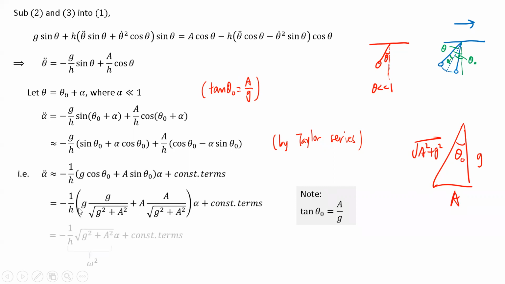And then finally, I have this alpha double dot equals this coefficient times alpha plus a constant term. You know that the constant term does not affect the oscillation frequency, so all that matters is the coefficient in front of the alpha. So you can see that this thing here is omega squared. Therefore, omega is just the square root of this.